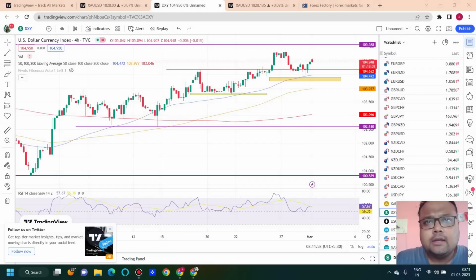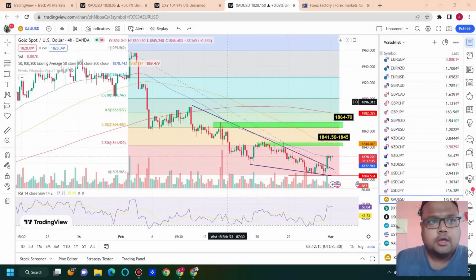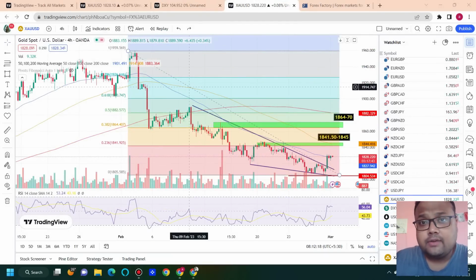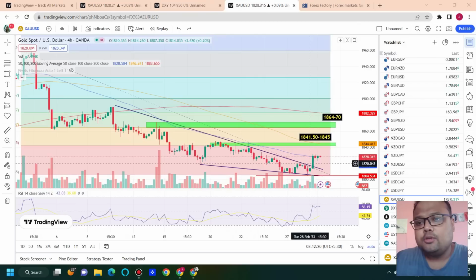Okay, now let's look at the chart of gold. This is the 4-hour chart of gold in front of us, and gold showed a big up move yesterday and made a high of 1831, and right now gold is standing at 1828.